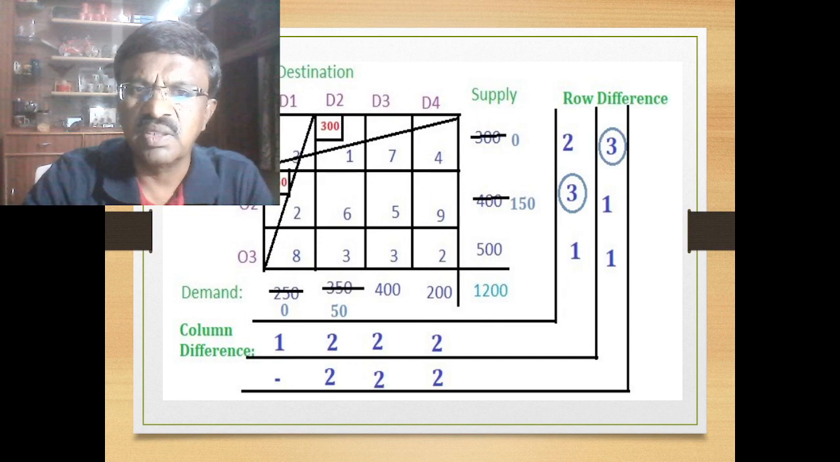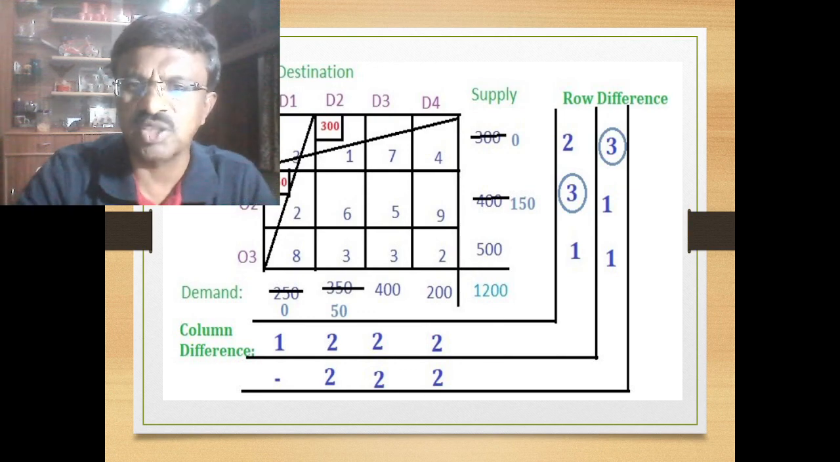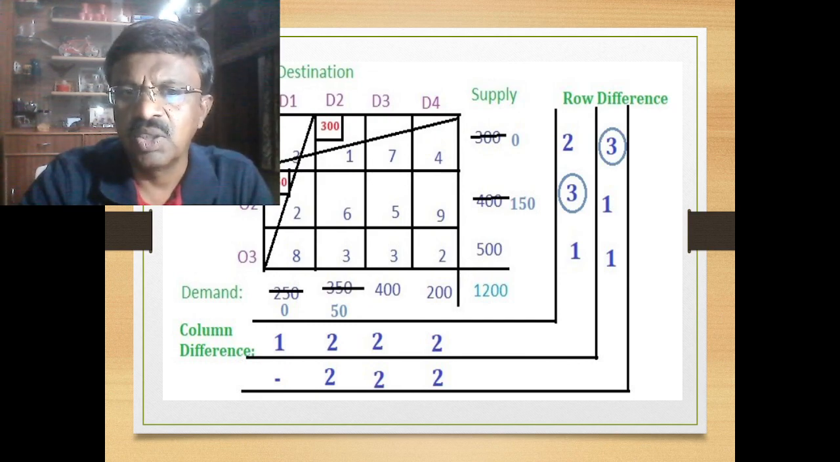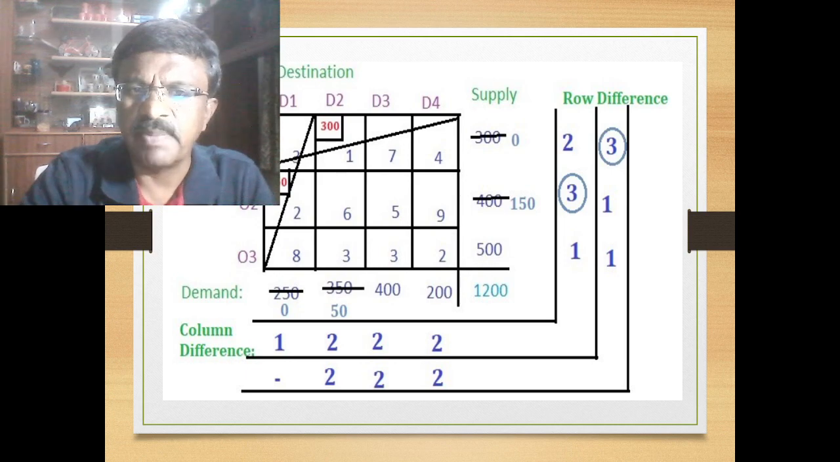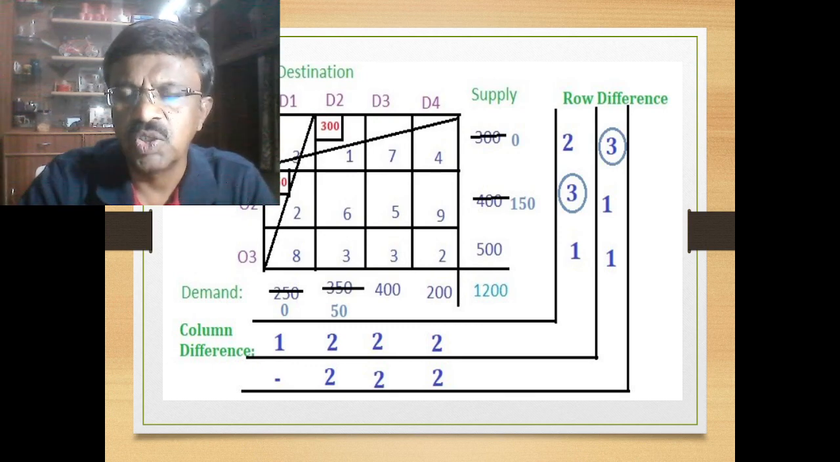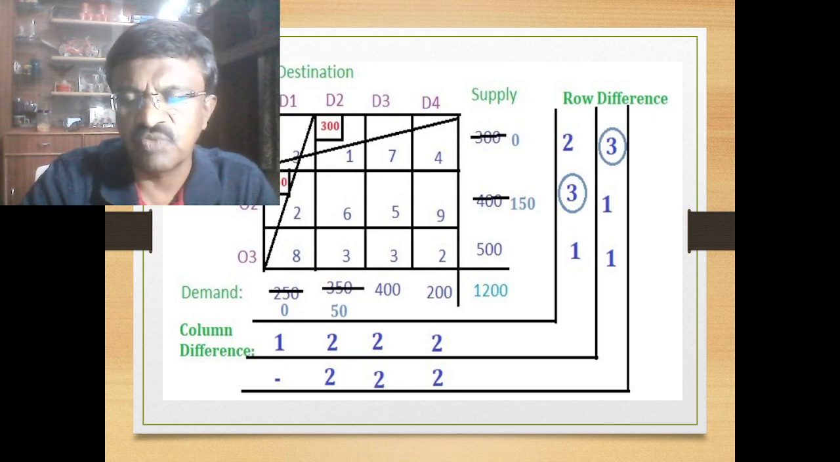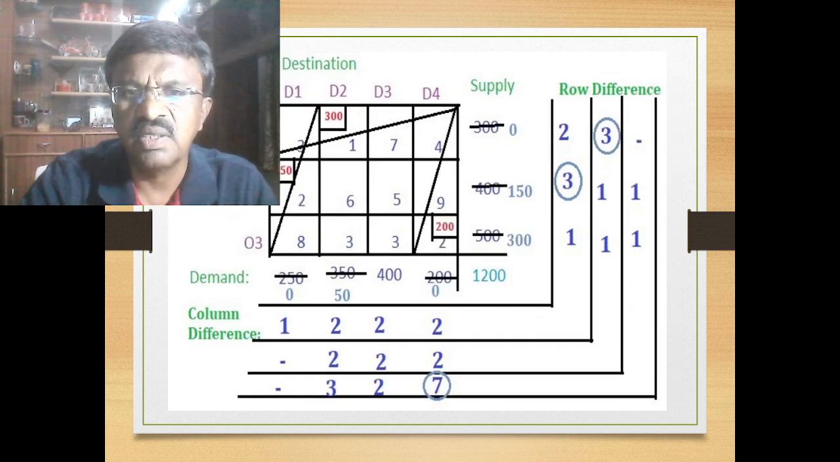Allocate at that cell the minimum of supply or demand. That is, 300 as supply is the minimum one. Allocate 300 and cancel out 300 fully. In the bottom, we have 350 as demand. 350 minus 300, 50 will be remaining. Now, because the supply at O1, 300 units, is fully exhausted, we can strike out the first column also. So the remaining matrix will be a 2 by 3 matrix, 2 rows and 3 columns. Repeat the same procedure of finding the penalties and allocating in the minimum cost cell again and again.